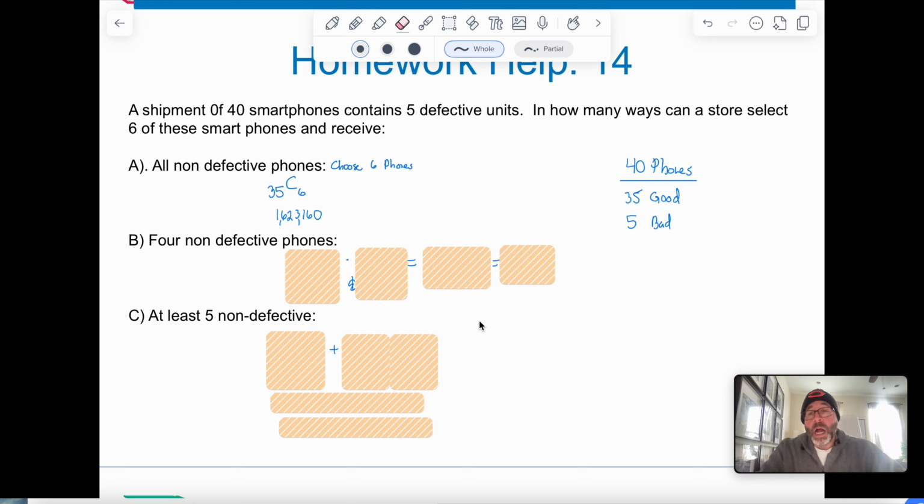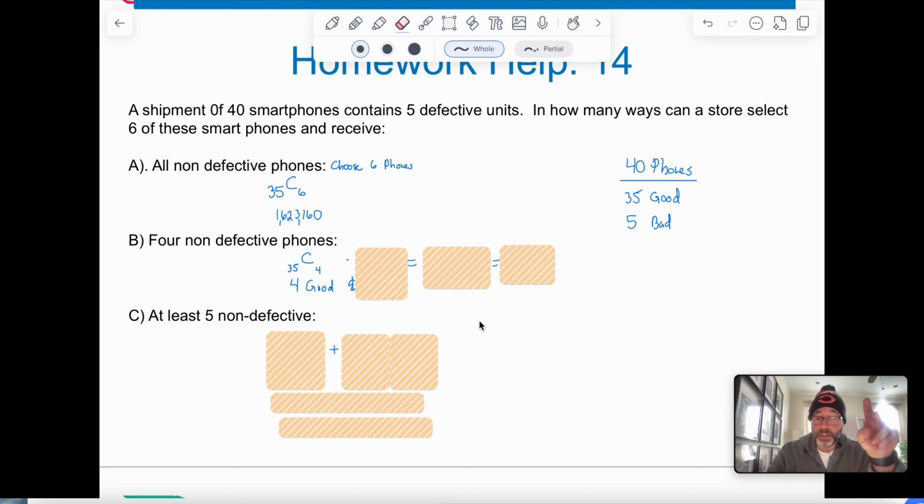Okay. For part B, 4 non-defective phones, meaning 4 that are working. Okay. And so when we look at this, if we say there's 4, but we're choosing a total of 6, right? We're choosing 6. There's 4 good ones that we're going to pick. That means that 2 of them are going to be defective, right? So we have different events going on here. We got 4 and we've got 2. Let's go ahead and write out the scenario for 4 and write out the scenario for 2, excuse me.